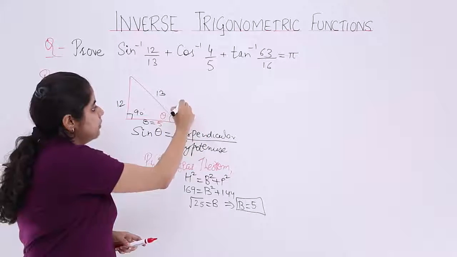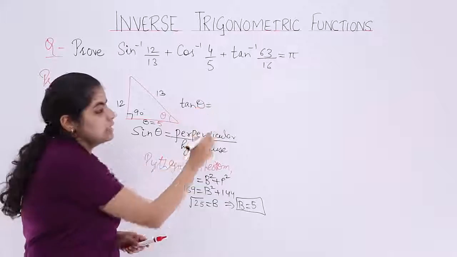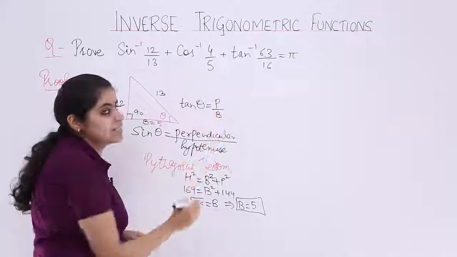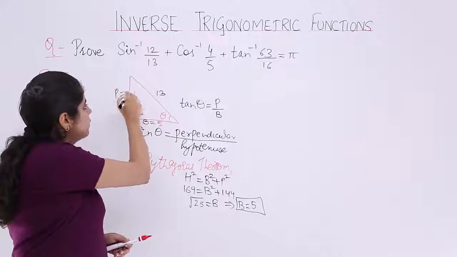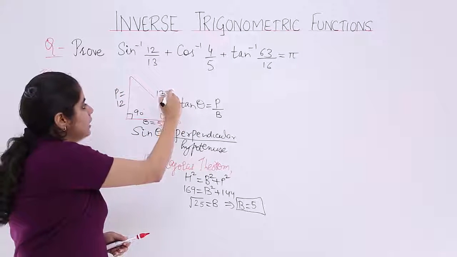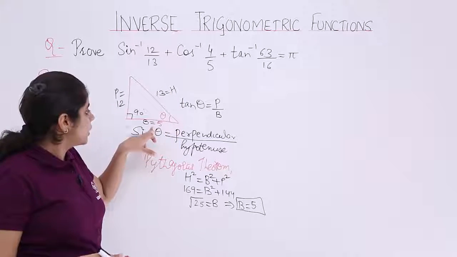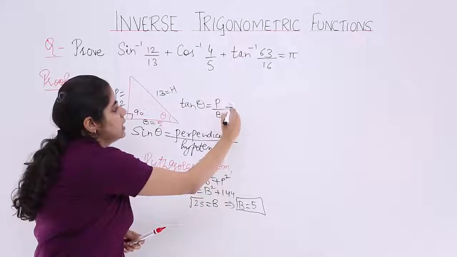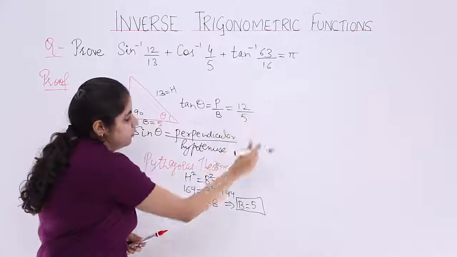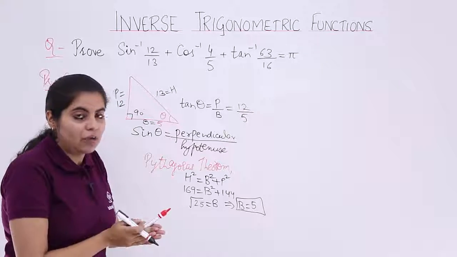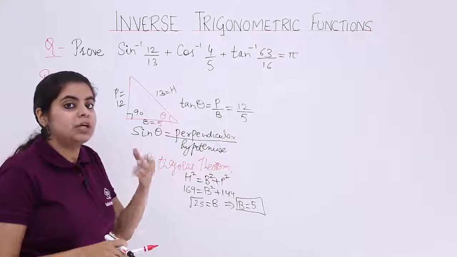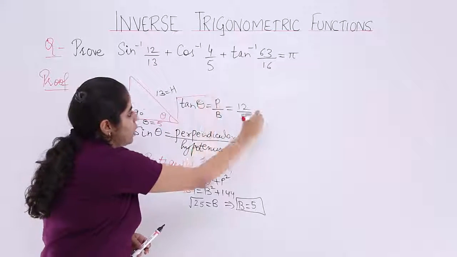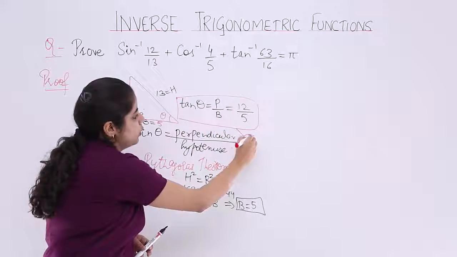And what is tan theta from here? My tan theta is perpendicular upon base. Perpendicular P upon base B. P is given to me as 12. 13 is my hypotenuse. Base is 5. P upon B is 12 upon 5. This is found out and kept aside. This will be used to solve the further part of the question. Let's make it in our box, and let's name it as equation number 1.